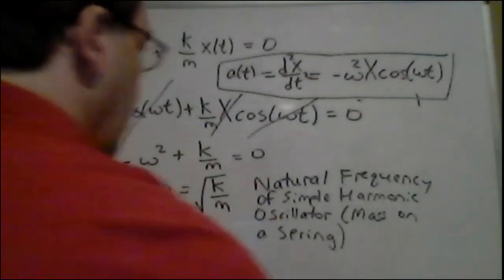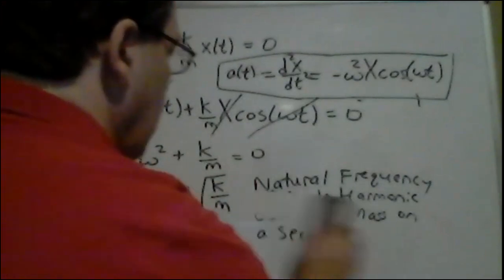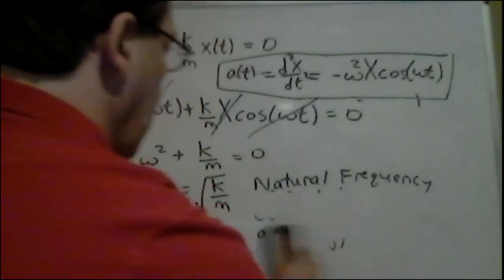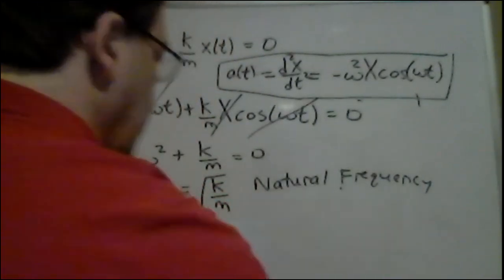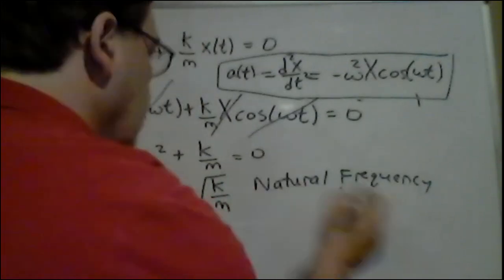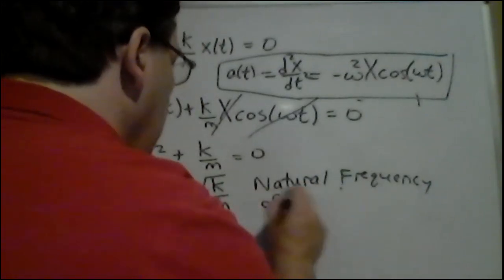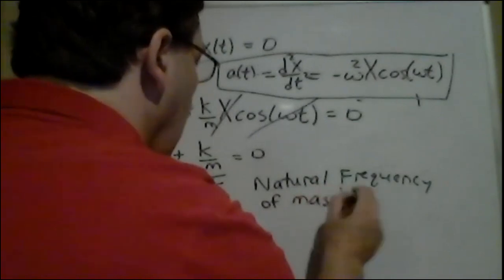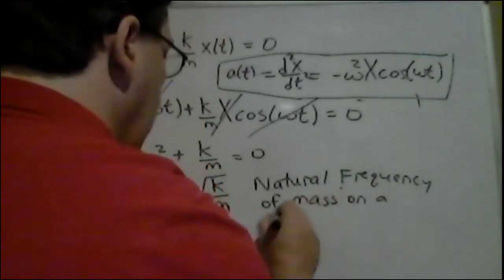You know what? Let me be more specific. The harmonic oscillator would be more general. This is particularly the mass on the spring. Natural frequency of mass on a spring.